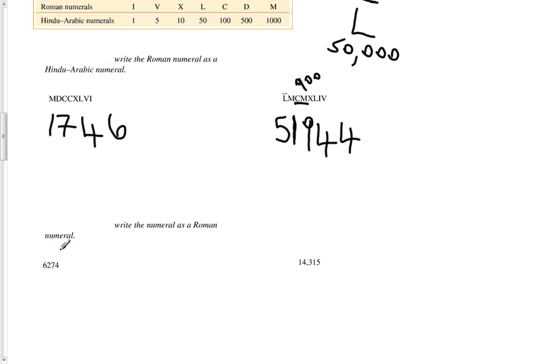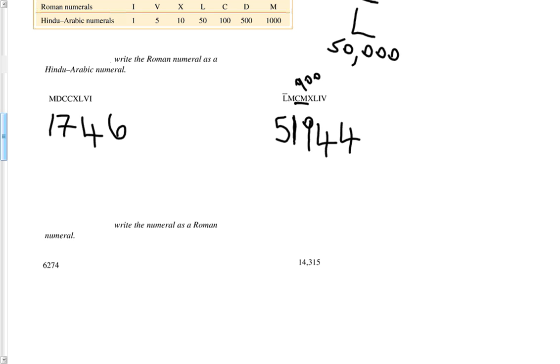All right. Now we can also do this in the other direction. Let's take a look at these two Hindu-Arabic numerals and write them as Roman numerals. The first one, 6,274. Let's see, 6,000. If I was going to use the subtraction principle, I would have to write four M's. There's a much easier way to do that, and you never want to write more than three of the same Roman numerals in a row.